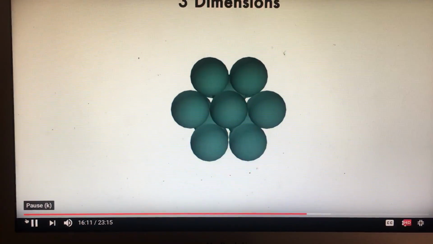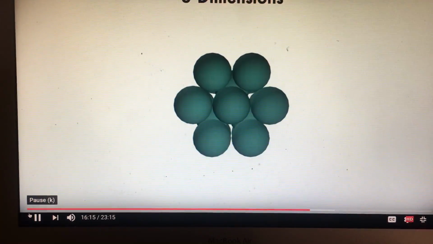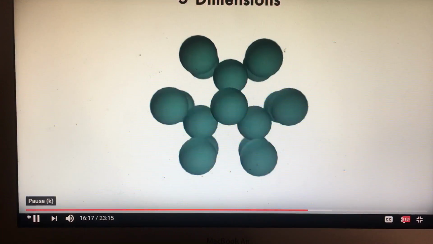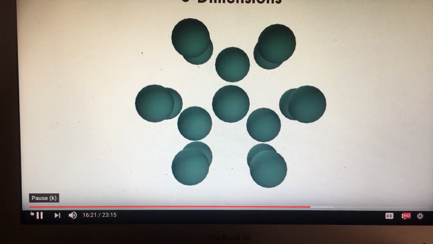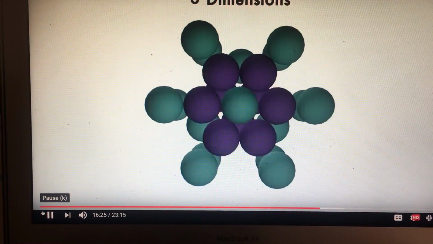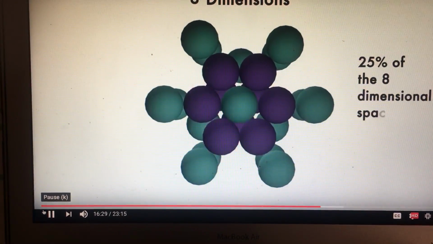However, as we go from dimensions 3 to 4 to 5 and so on, the gaps between the spheres start to increase from the 3D case. But for some reason in dimension 8, there are new gaps that are just large enough to hold spheres that can be perfectly locked into place, resulting in that optimal arrangement, which takes up about 25% of the 8-dimensional space.